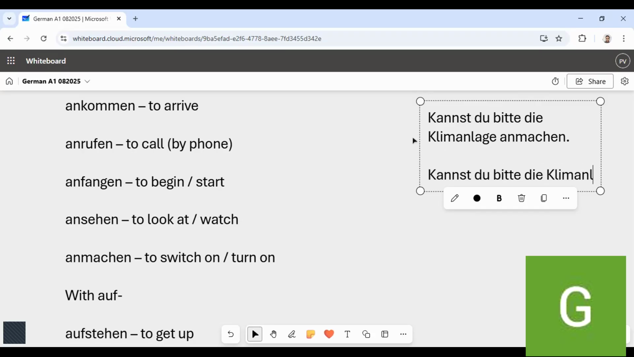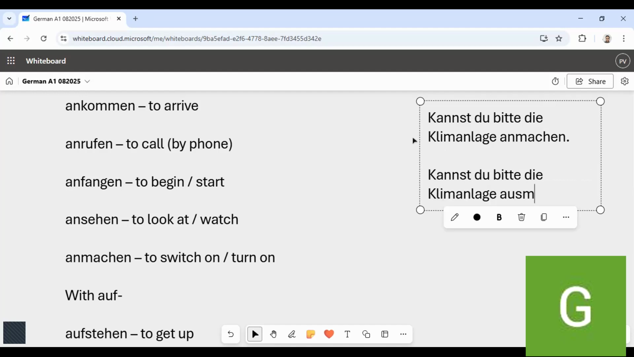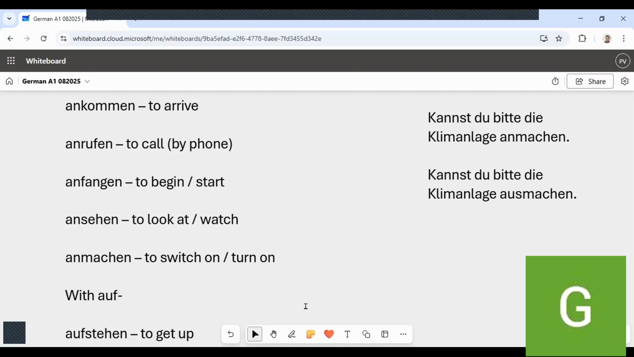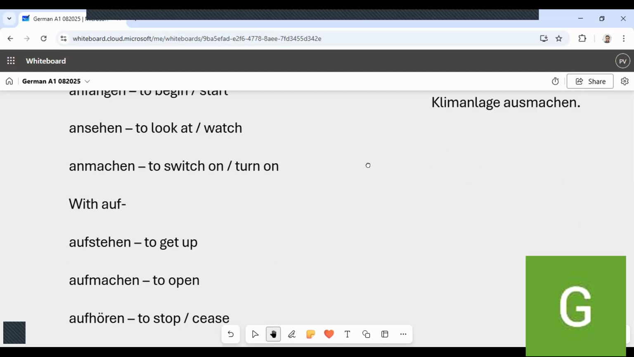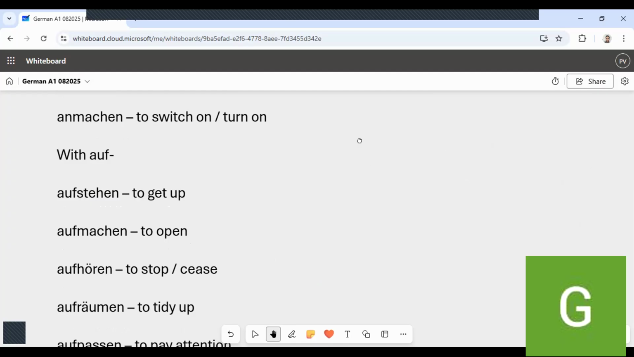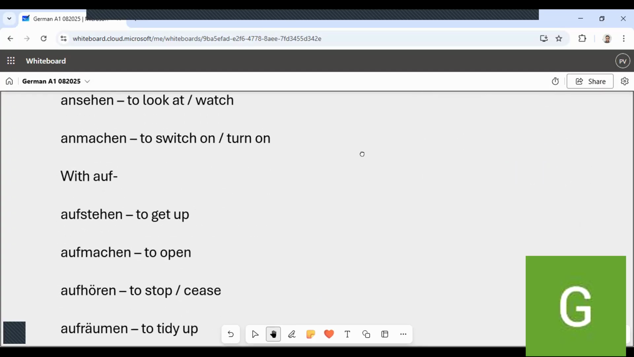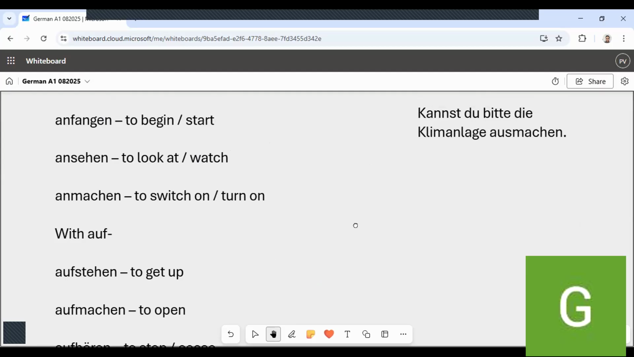Klimaanlage is AC. Klimaanlage ausmachen. Ausmachen is used to turn off something, while anmachen means to turn on an electrical appliance. Ausmachen means to turn off an electrical appliance. Again, aus oder anmachen. Or you can also say zumachen.